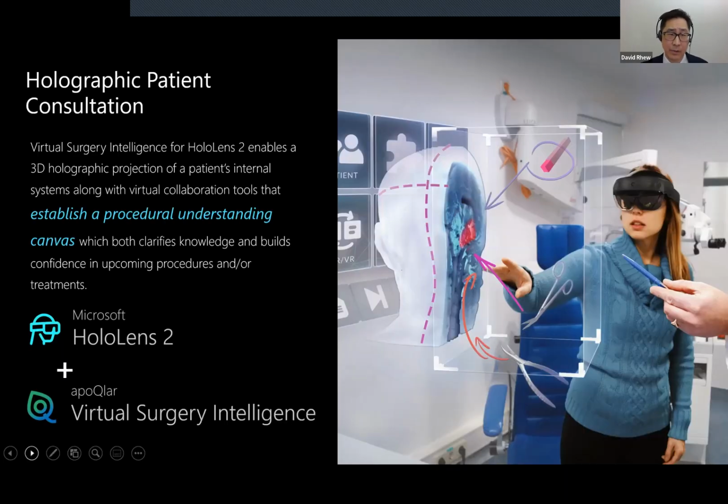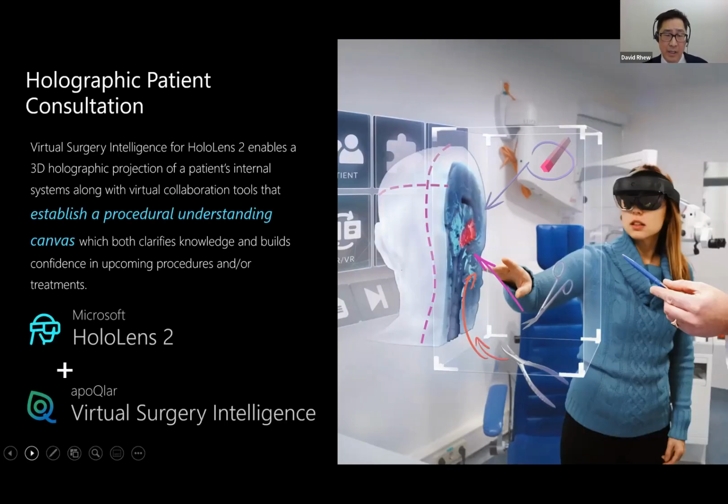And this is an example from one of our partners, Apocular, where they've been working to pull images from CT scans and MRIs and create 3-dimensional, very accurate depictions of what the anatomy is that will help them in pre-surgical as well as post-surgical discussions. So let's take a look at this here.